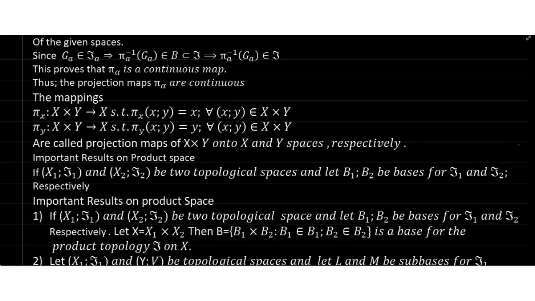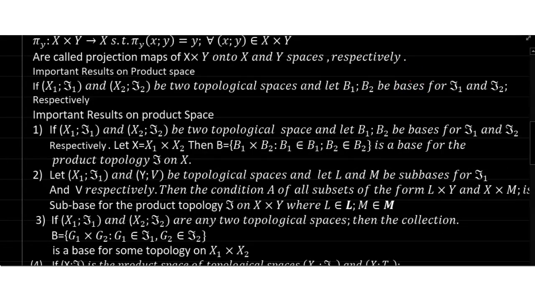Important results on product spaces. If (X1, tau 1) and (X2, tau 2) are two topological spaces, and let B1 and B2 be bases for tau 1 and tau 2 respectively, let X = X1 × X2, then B = {B1 × B2 : B1 belongs to B1 and B2 belongs to B2} is a base for the product topology tau on X.